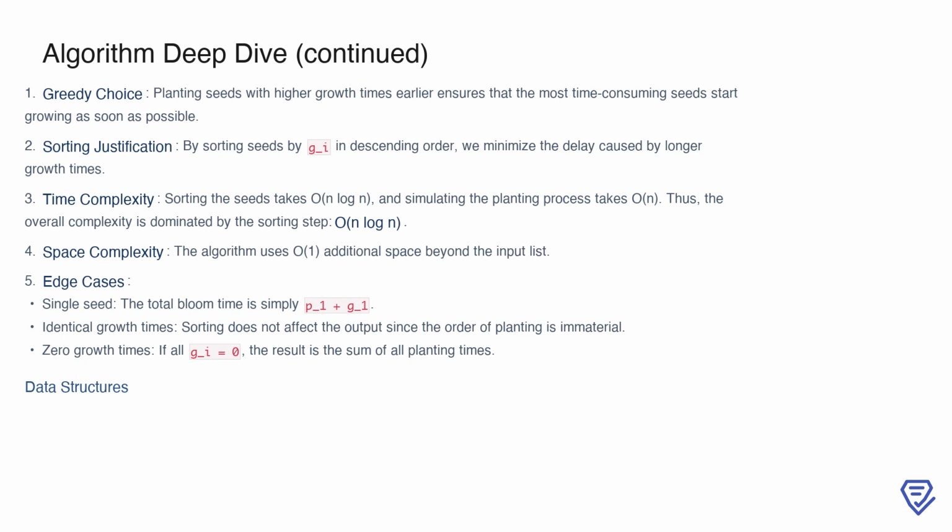We also need to consider edge cases. For example, if there's only one seed, the total bloom time is simply the sum of its planting and growth times. If all seeds have identical growth times, the order of planting doesn't matter, as sorting will not affect the output. Lastly, if all growth times are 0, the result is just the sum of all planting times, since the seeds bloom instantly after planting.